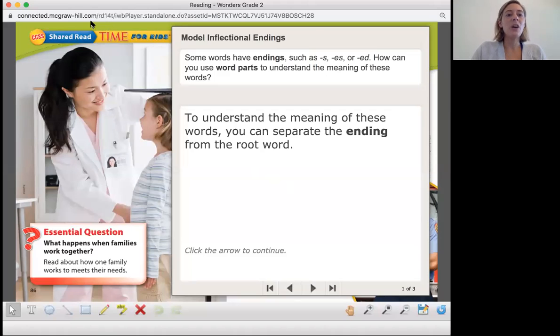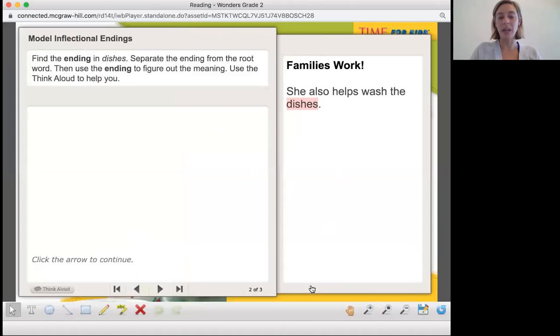Okay, so we are going to go back into the text, Families Work, that we read the other day for our read aloud. And this is going to help us with our inflectional endings. So you guys are first going to listen and watch. You're going to watch me model how to tell the meaning of the word based on its inflectional ending, based on that ending word part.